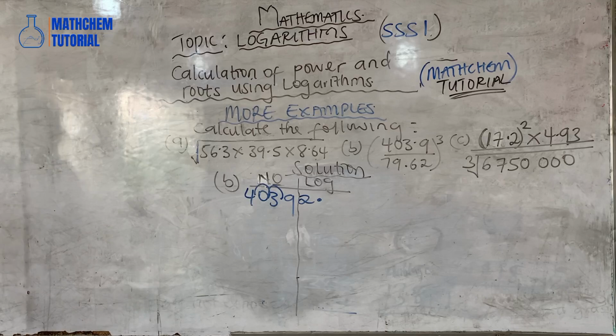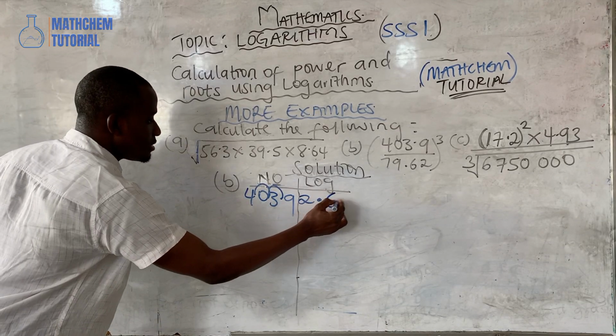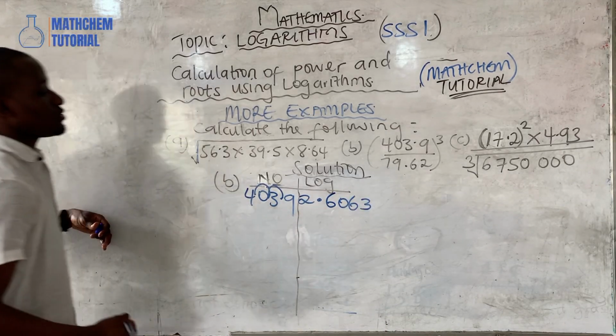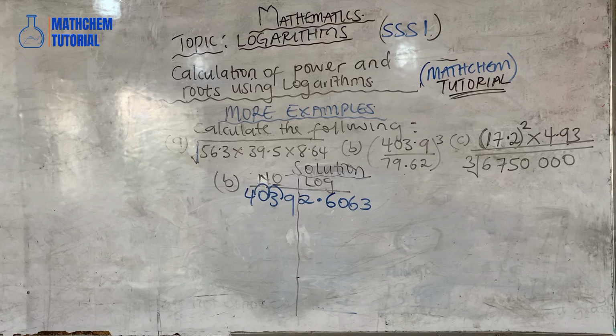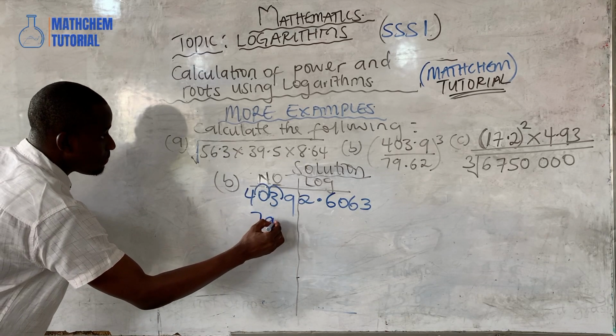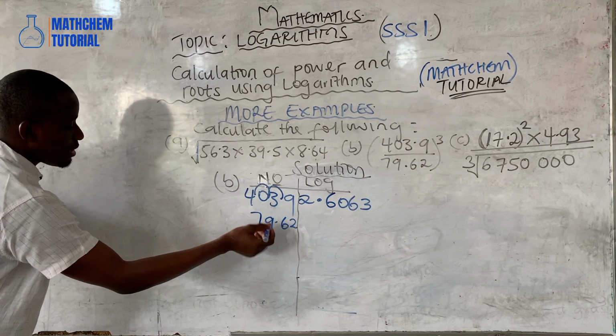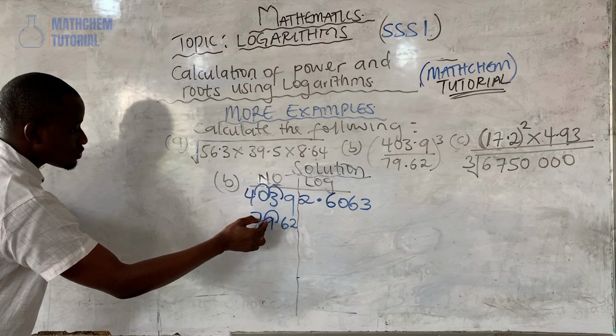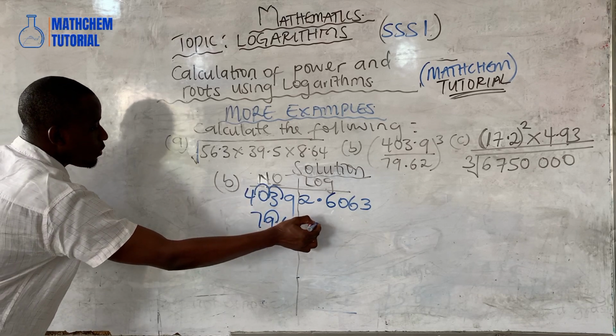So I'll come here and write 6063. So that is it. Then the next number I have here is 79.62. So I will come here and write 79.62. This decimal point, I will need to shift it just once to this place. That will give me 1 point.